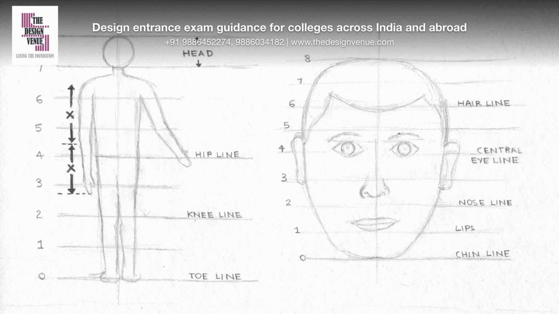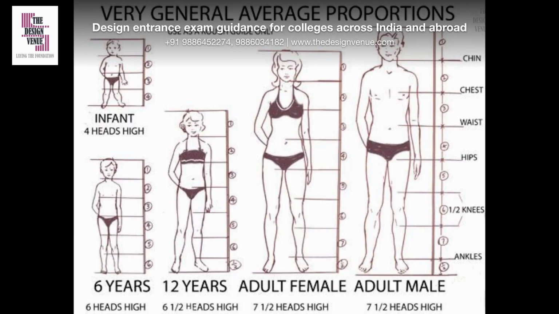The proportions remain the same for a male, female or a child, but the heights are different. So if I take the height of a male body to be 8 units, the female's will be 7 units and the child's could be around 5 units.